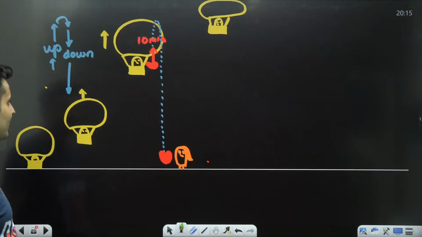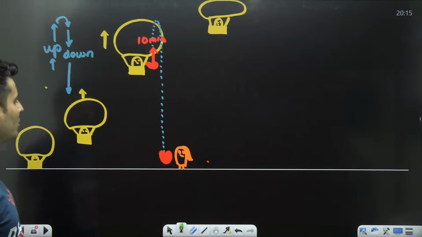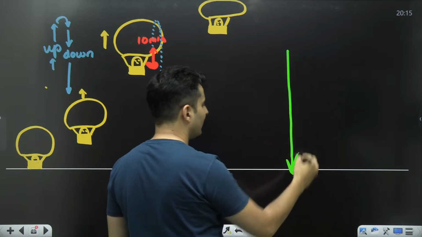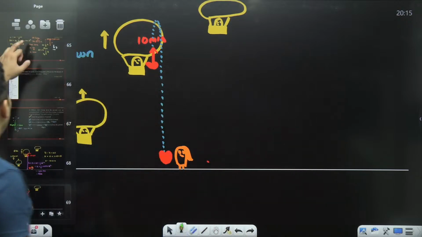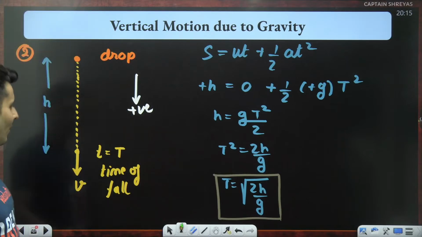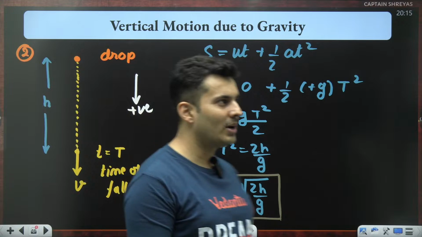So, what is the time? My dear warriors, my dear lions, a lot of you are going to suggest, sir, this is just like that falling down formula. So, let us go back. Do I know that formula to fall down? Wow. Time is root of 2h by g.